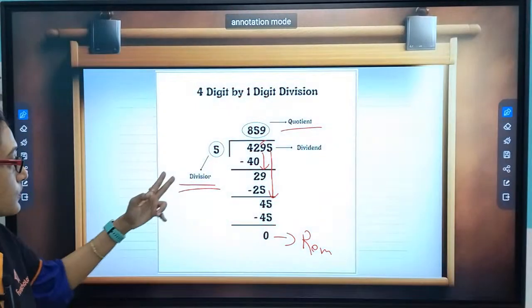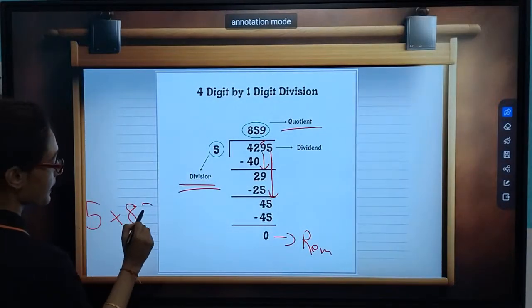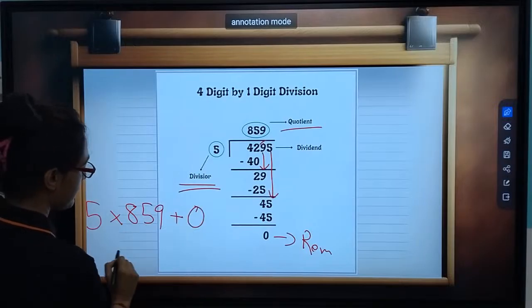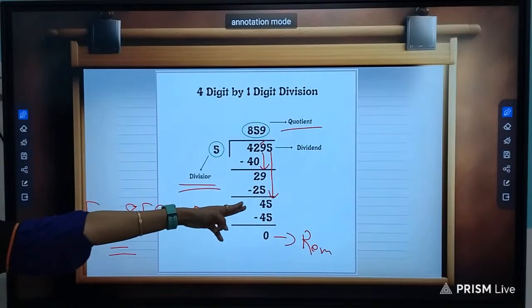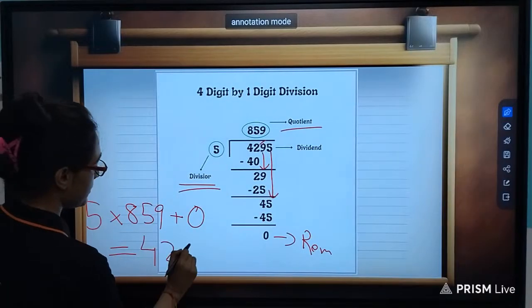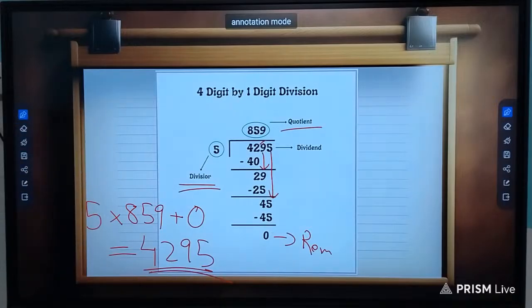Now next you just put this into the formula plus 0 and find out whether the same number comes or not. If you have done it right, the number will come 4295 only. Okay.